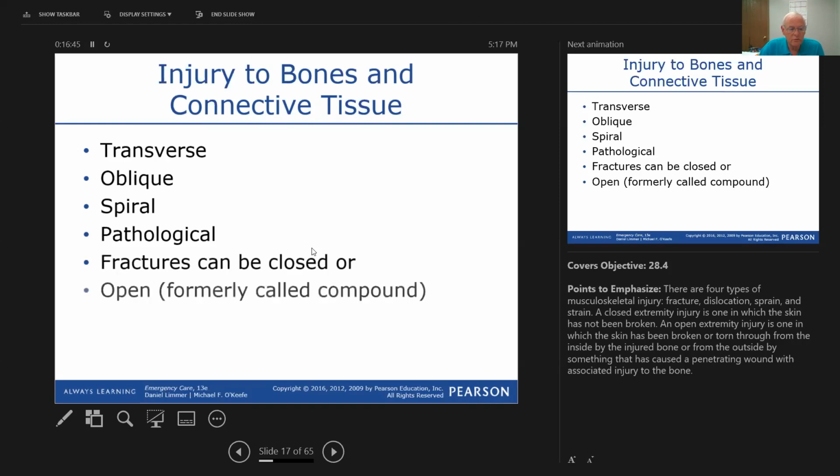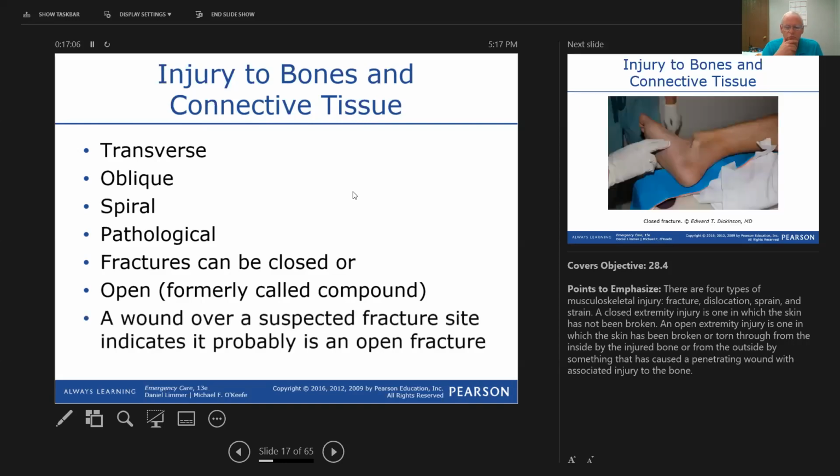And again, fractures can be closed or open. The former term for open fractures was compound. So if you've ever heard the word, this person's got a compound fracture, that means the bone came out of the skin. Or if somebody doesn't know what they're talking about and says the bone's broken in 2 places, so it must be compound. Nope. Compound was an older term for open fracture. Open makes it much simpler.